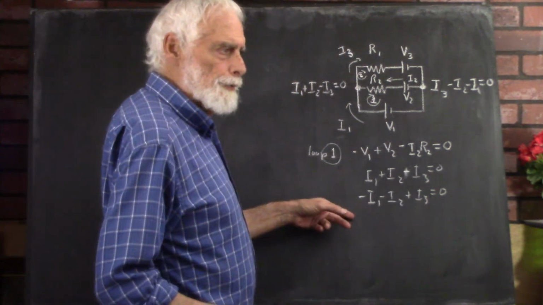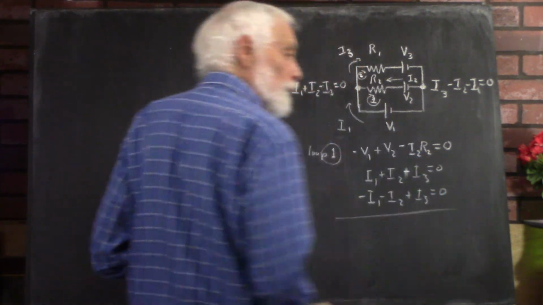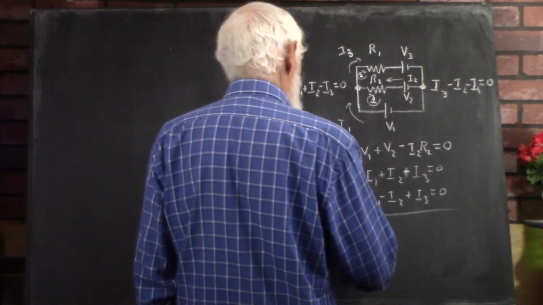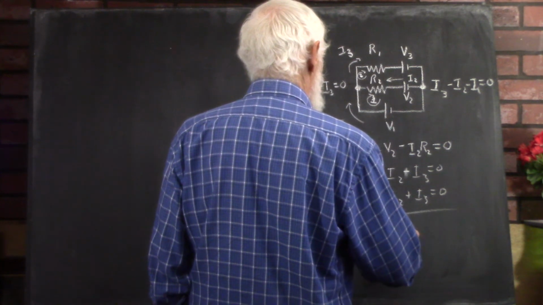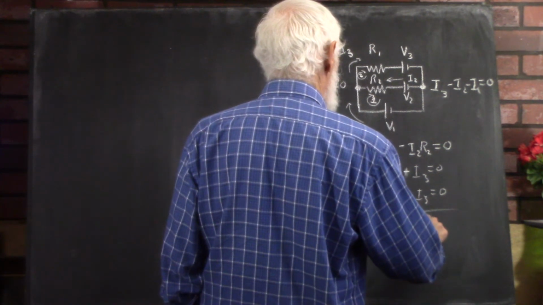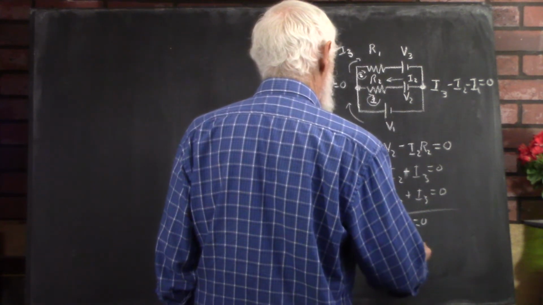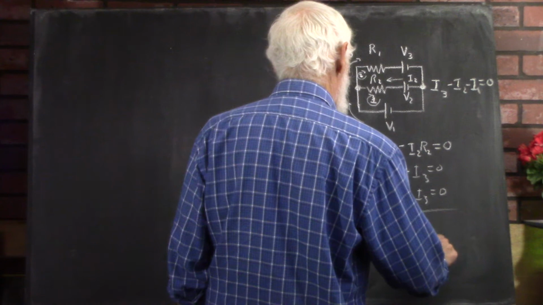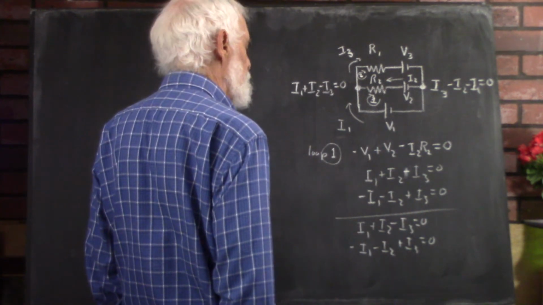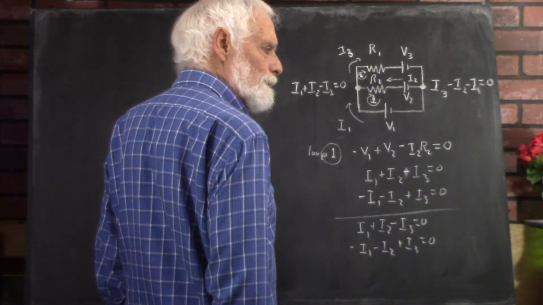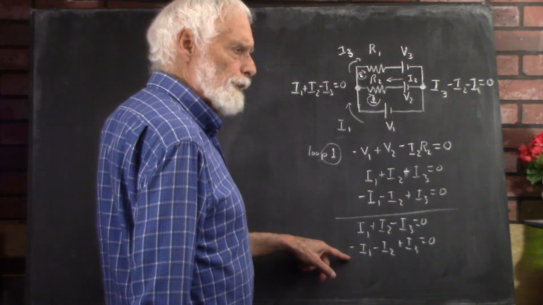So we can solve these as simultaneous equations. It's very straightforward. Now, generally, we want to rearrange these. So I'm going to do it: I1 plus I2 minus I3 equals 0. Negative I1 minus I2 plus I3 equals 0. And now, surprisingly, I find that if I add this equation to this equation, I get 0.